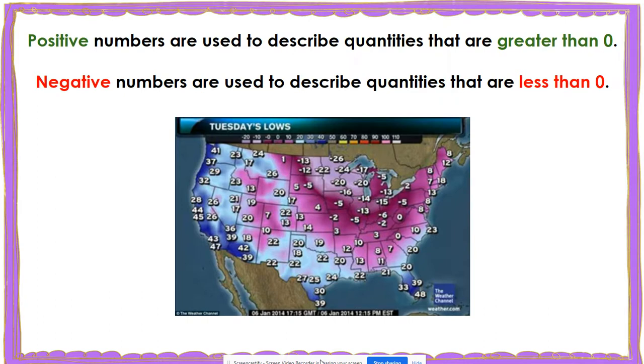You can see the weather map on your screen is showing low temperatures across the country. You'll notice that a lot of those temperatures are positive numbers, but when you look up here in the north, you see a lot of negative numbers. That means that these temperatures are below 0 degrees.